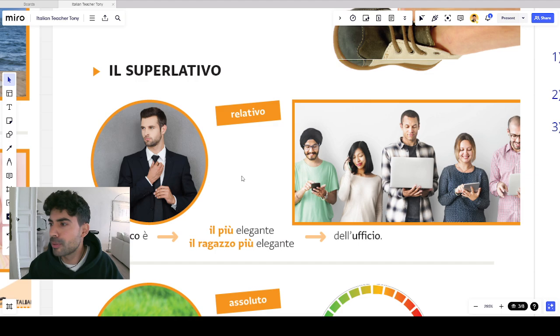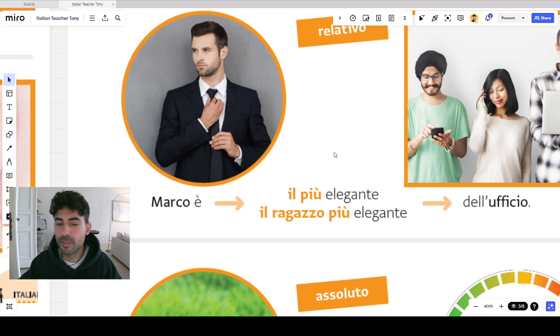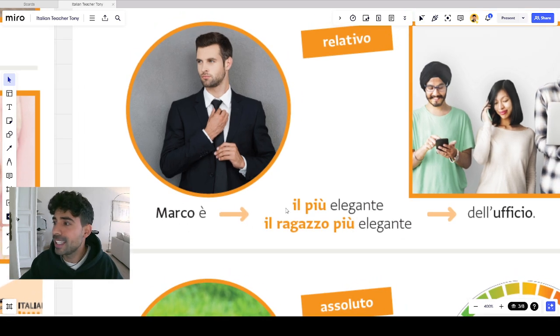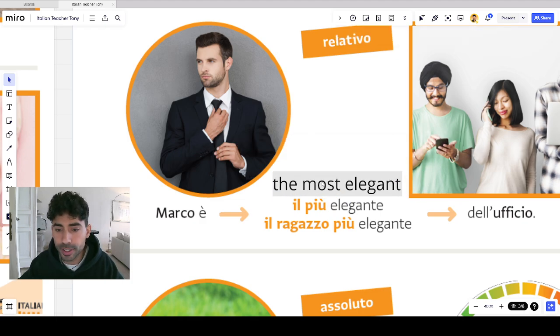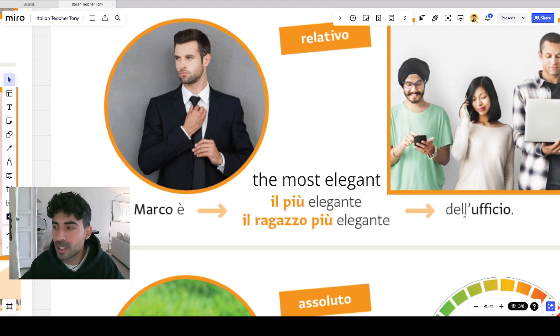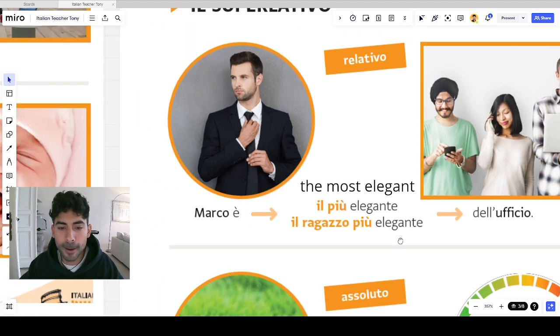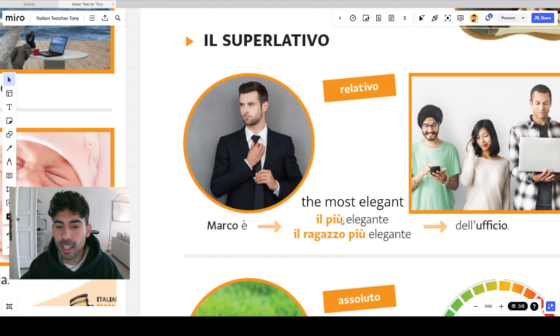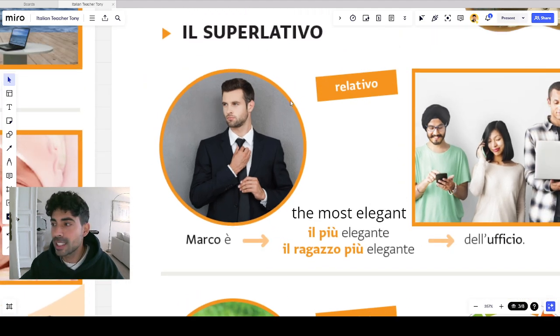There are two types of superlativi. One is relativo, and the example would be the following. Marco è il più elegante dell'ufficio, which means Marco is the most elegant in the office. Notice that here we're still using the plus article because ufficio is a noun. And this construction, il più elegante, it's our superlativo relativo.